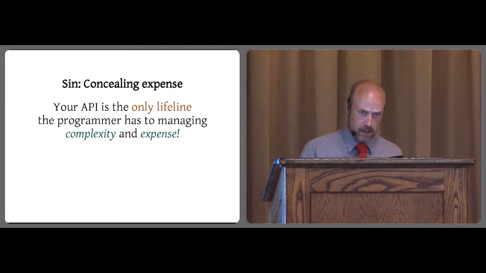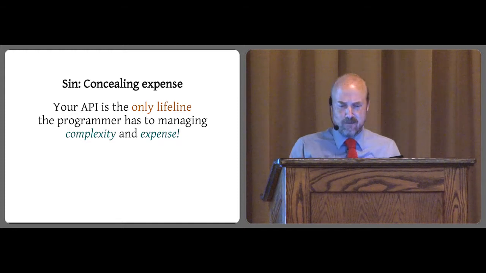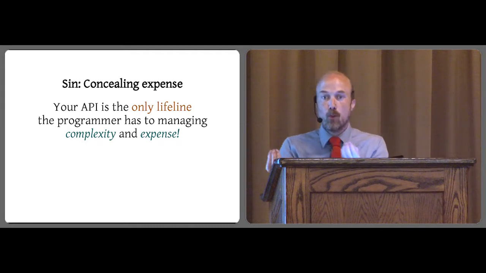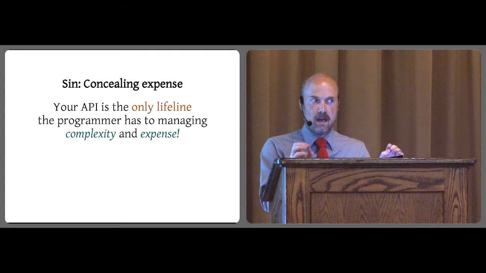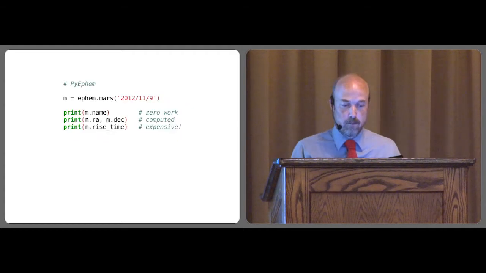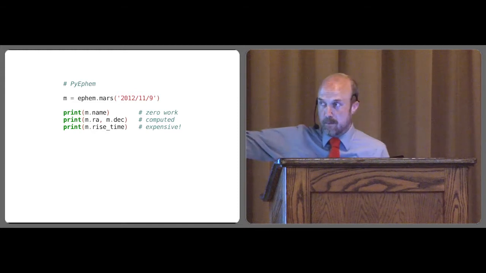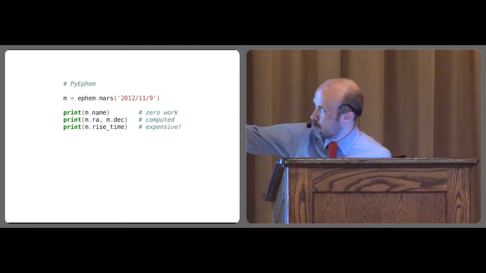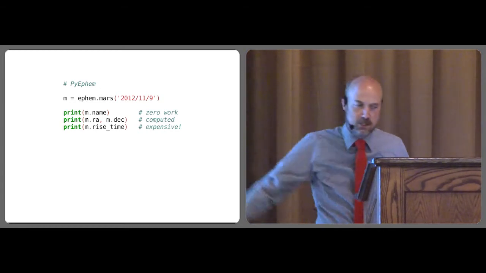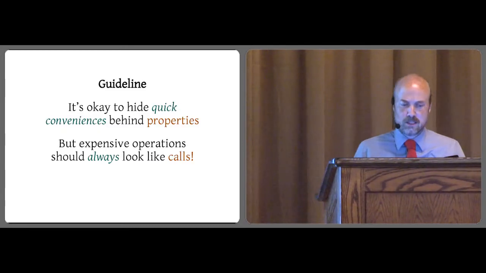Another sin I committed was concealing the expensive operations. Your API, if you think about it, is the only lifeline the programmer has to managing complexity and expense and knowing where in your API the mines, the expensive operations lie. Looking up in PyEphem the name of an object, or doing an expensive computation, or doing the dozen expensive computations to compute the rise time all looked the same.